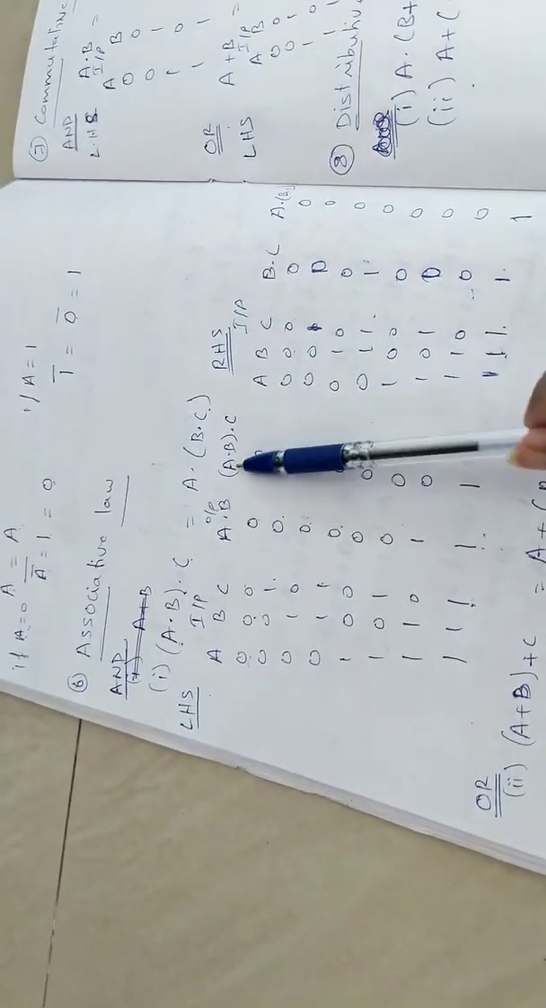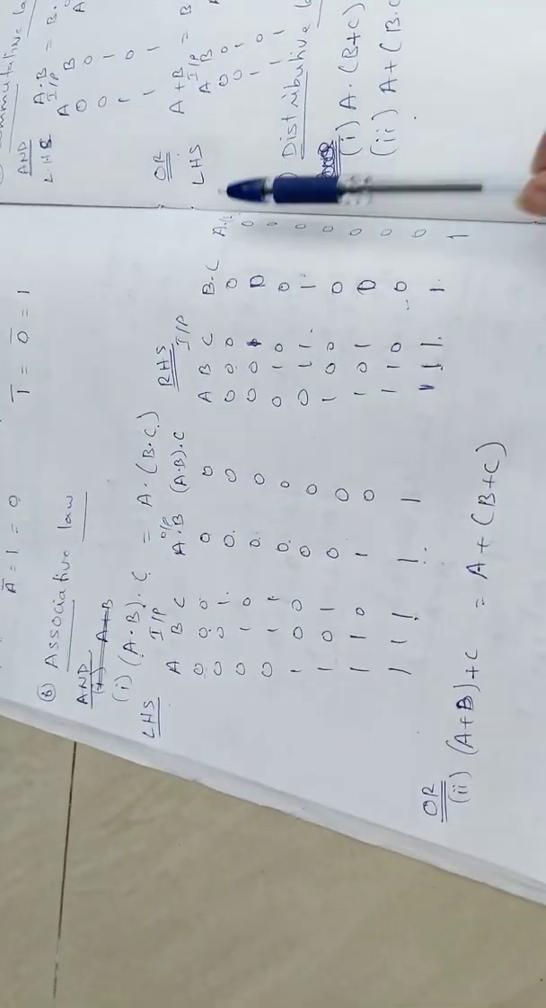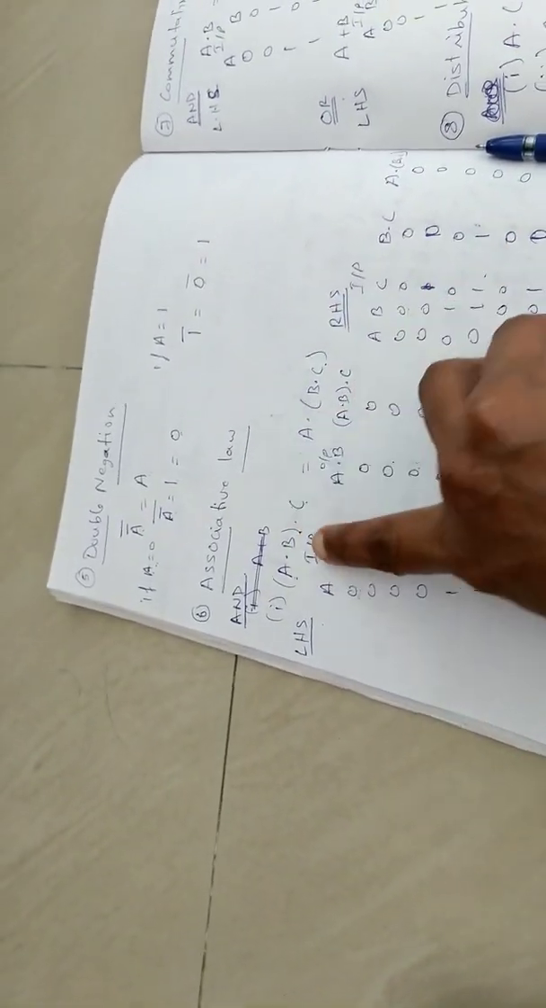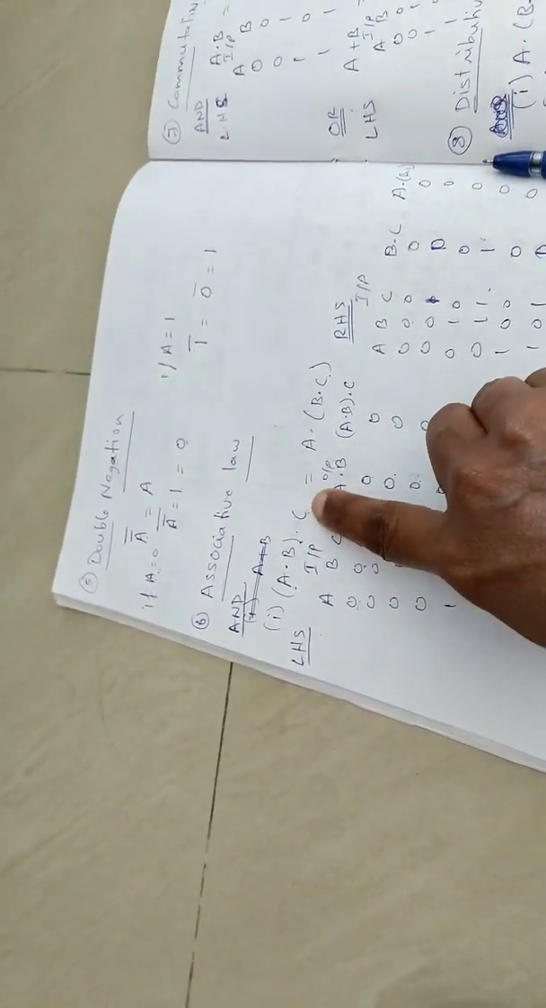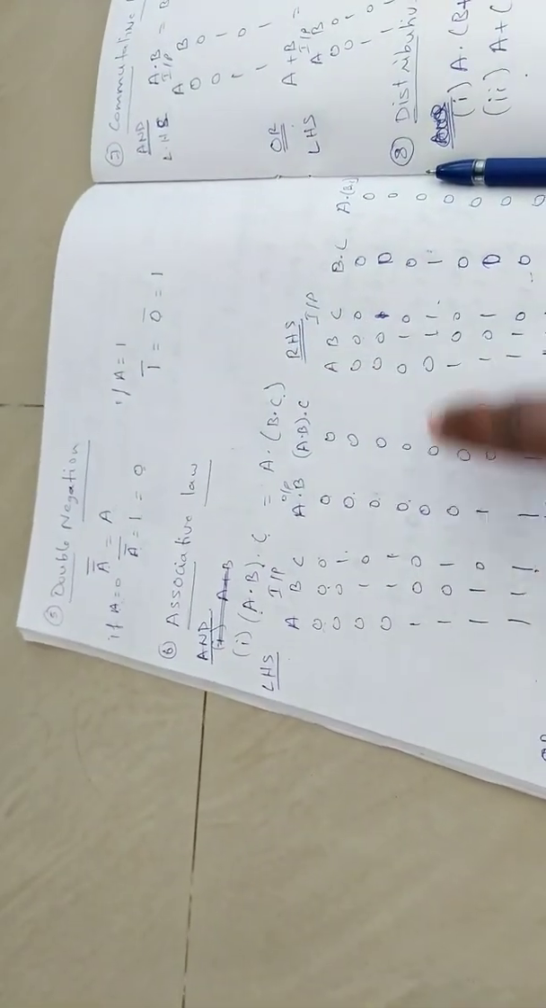See, your LHS and your RHS, both truth tables are the same. So this is how I prove my associative law, that your LHS is equal to RHS: A dot B dot C is equal to A dot B dot C using your truth table. This is what I have done for your AND operation.